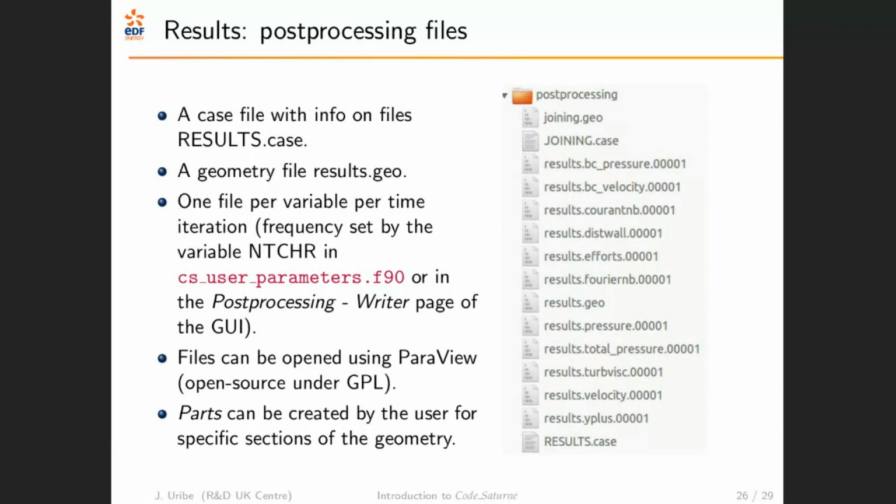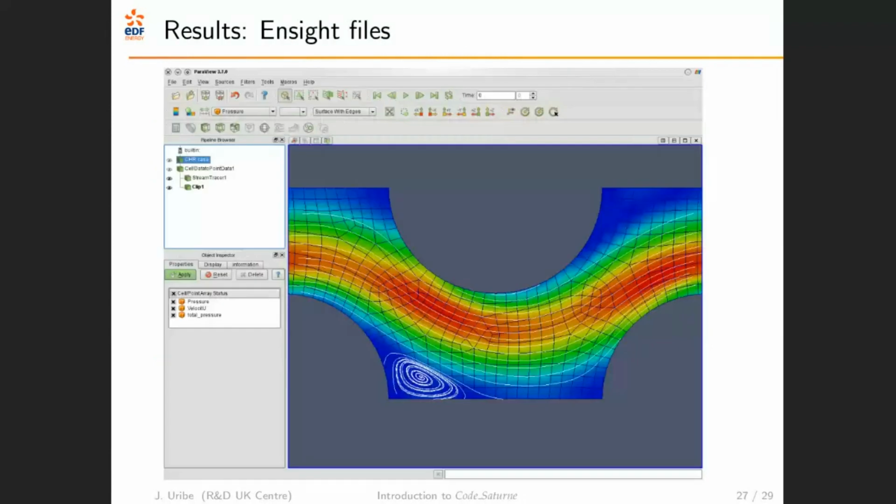And those subsets can be either geometrically defined, say, for example, all the cells that are lower than x equals 0, or they can be based on functions. So you can say all the cells that have a temperature larger than 20 degrees, for example, or things like that. So it's quite useful when you have very large cases and you don't want to see everything.